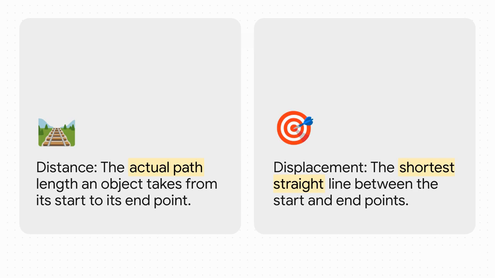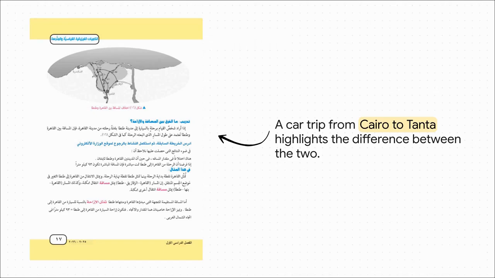Now this one only cares about two things, where you started and where you ended. It's the shortest possible straight line path between those two points with a specific direction attached. And you know what? A real-world example makes this whole thing crystal clear. So let's check this out.